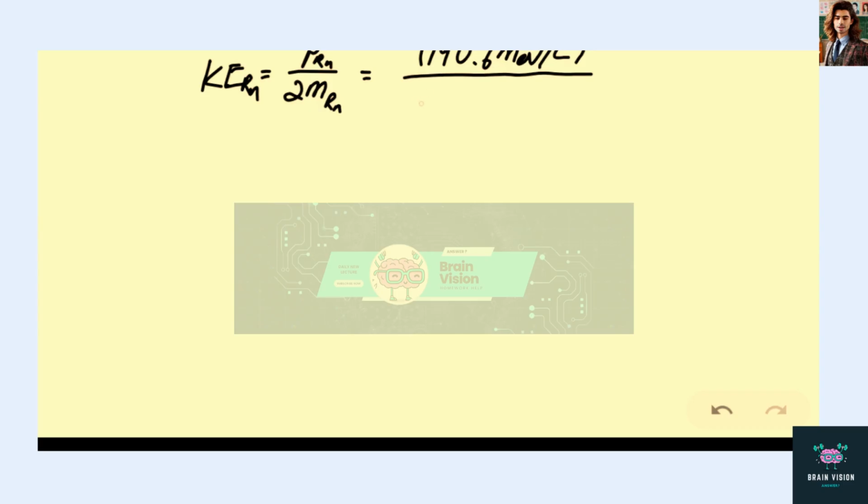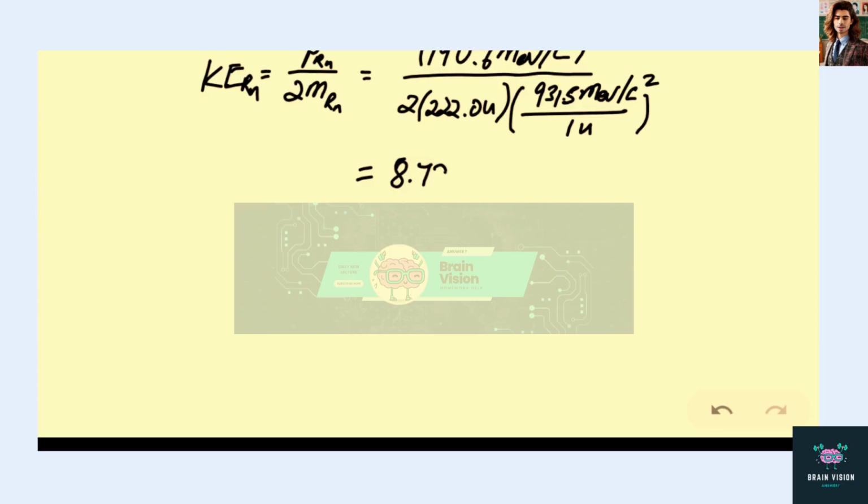The mass for the radon is 222 U, and we have to convert the U. We do the same conversion again, multiplying by 931.5 MeV per c squared for 1 U, converting atomic mass units to MeV per c squared so that we can cancel out the c squared at the top. And we get our answer in terms of MeV, which is 8.78 times 10 to the power minus 2 MeV.